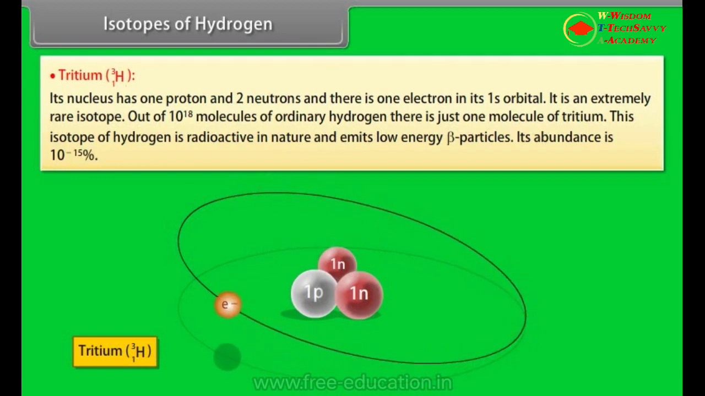Tritium. Its nucleus has one proton and two neutrons and there is one electron in its 1s orbital. It is an extremely rare isotope. Out of 10^18 molecules of ordinary hydrogen, there is just one molecule of tritium. This isotope of hydrogen is radioactive in nature and emits low energy beta particles. Its abundance is 10^-15%.